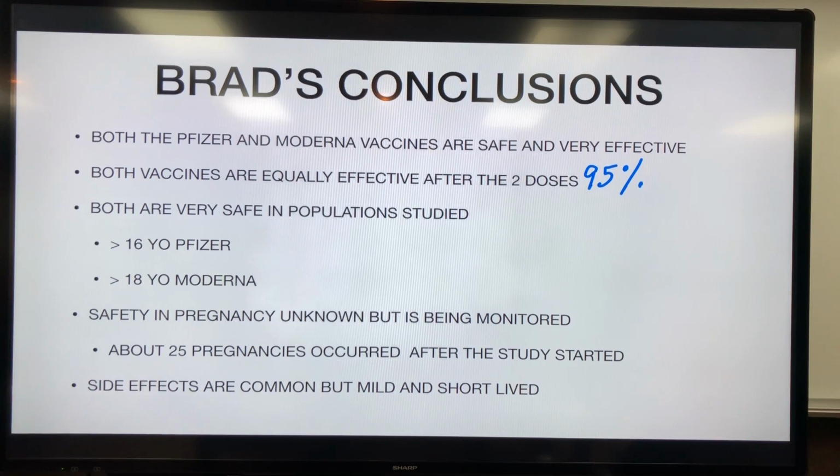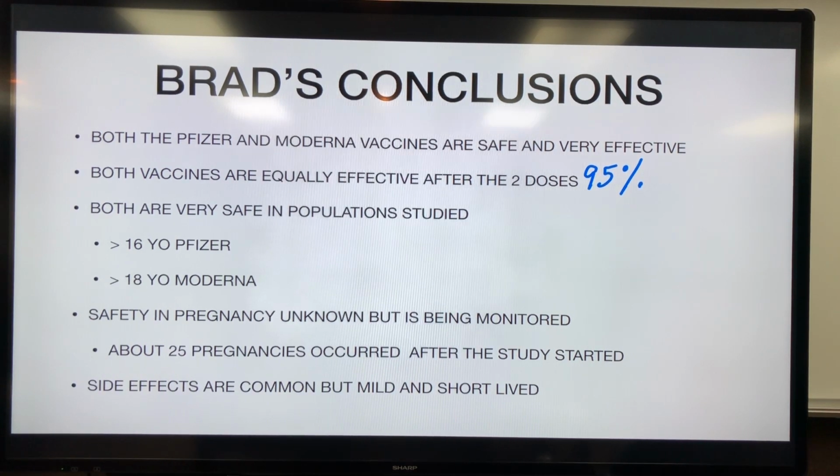Typically when new science is applied to people, they don't start with the kids first. Right now there's studies looking at the under 16 to under 18, but they won't know till maybe summer or fall if it's safe and effective for that group.